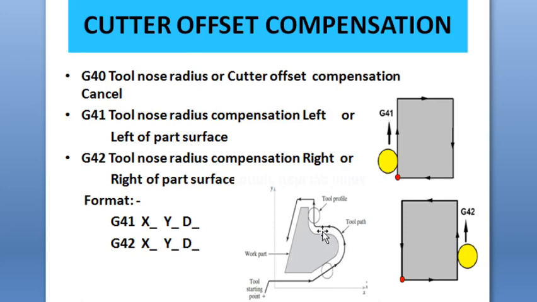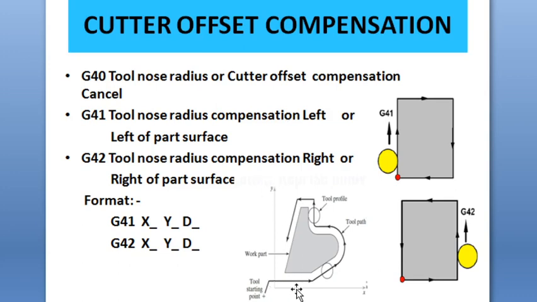You have to create the work profile. The cutter is moved in this direction. As an example, the diameter of the cutter is 50 mm. Therefore, the radius of the cutter, 25 mm, is compensated. This is represented here by G41 and G42.